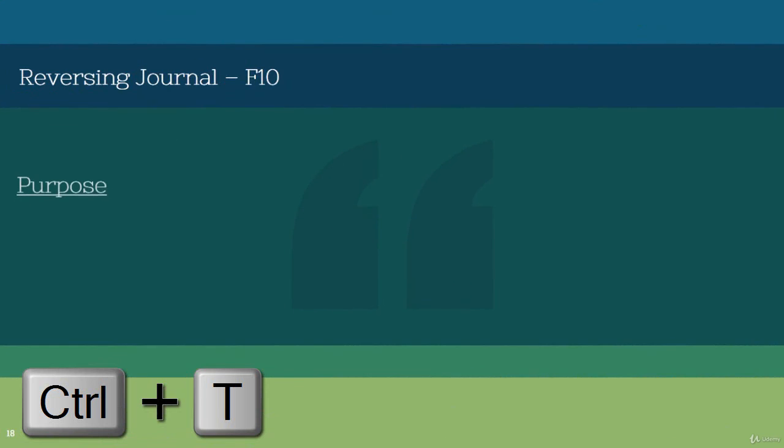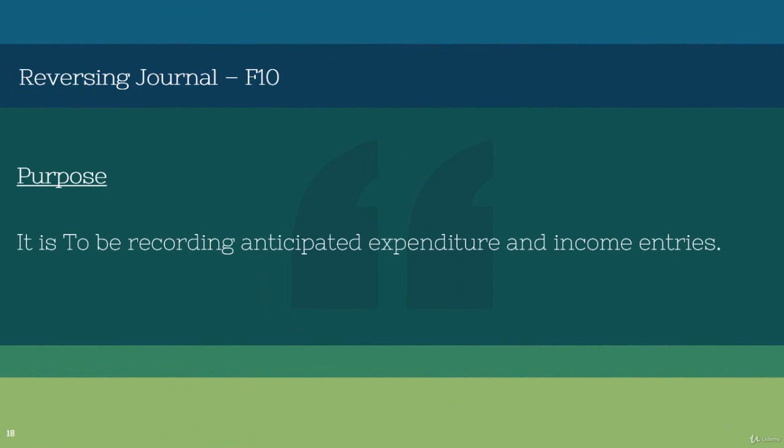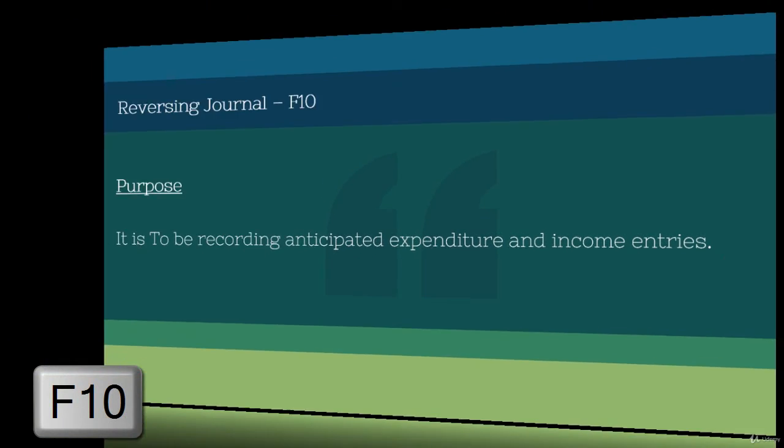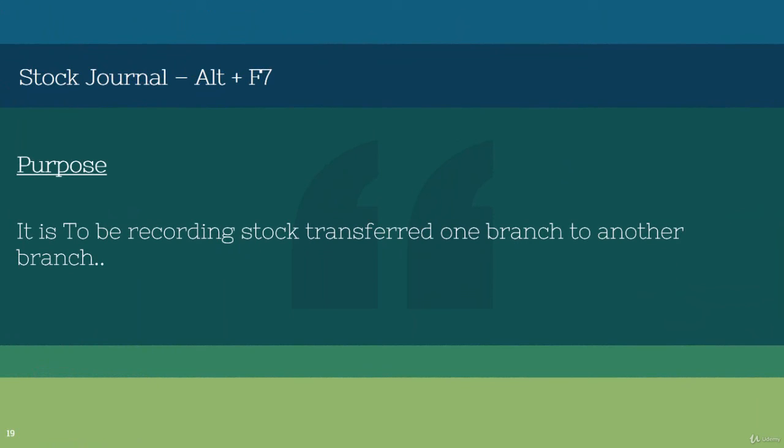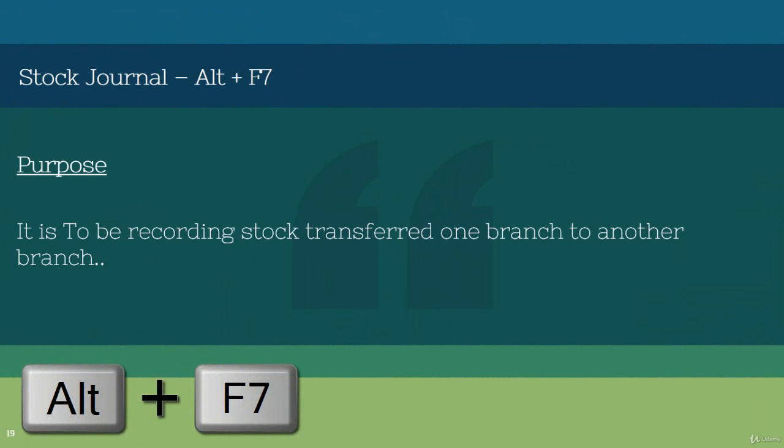The next one is the reversing journal. The shortcut is F10. If you are going to record anticipated expenditure and income entries into the books, this voucher is called the reversing journal. If you press the F10 key, the reversing journal will be activated. The next one is the stock journal. The shortcut is Alt plus F7. It records stock transfer from one branch to another branch.